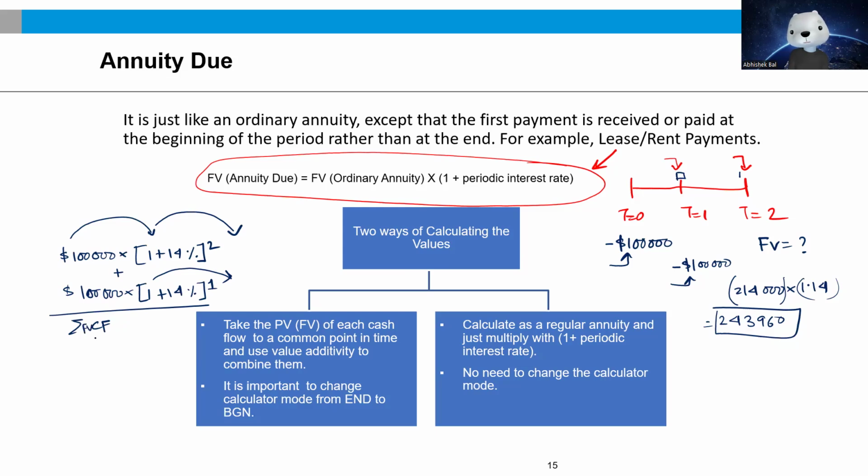So if you add this, then you're going to get the future cash flows, FVCF, future value of the cash flows, as equal to 243,960. This happens to be the future cash flows. Okay. This is exactly identical to what we have found out here. The only difference is this is the manual way of doing the whole stuff, laborious. This is where you just treat this as an ordinary annuity and, excuse me, multiply this.